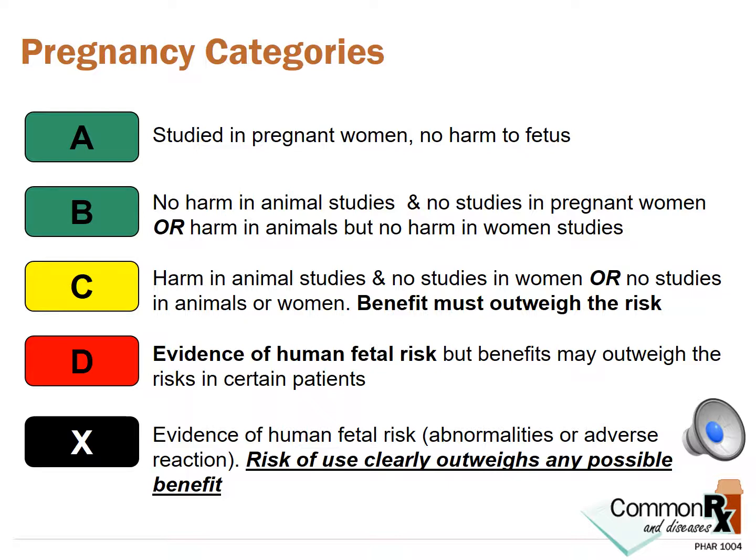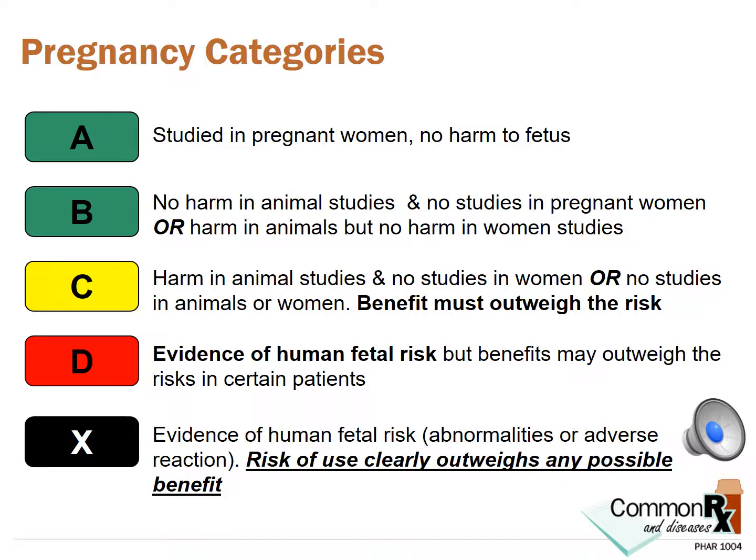First, we have no data at all in humans or animals to determine if the drug is safe or not. Most drugs are not tested in pregnant women as part of the clinical trials process, so we have no idea if they are safe or not. The second reason a drug could be given Category C is that we have animal studies where pregnant animals were given the drug, and they've had babies that have had some problems, but we still have no data at all in pregnant women.